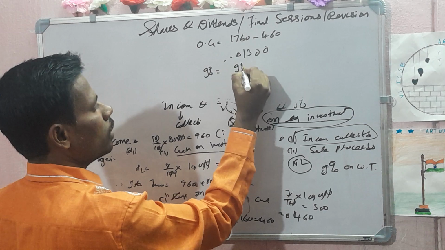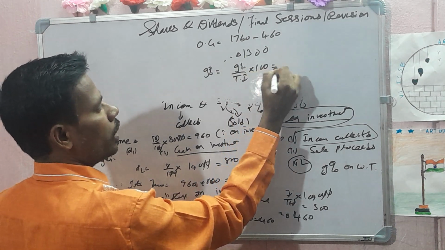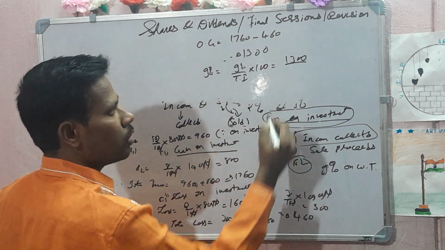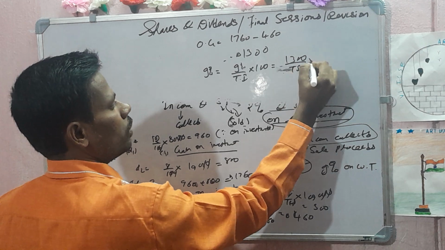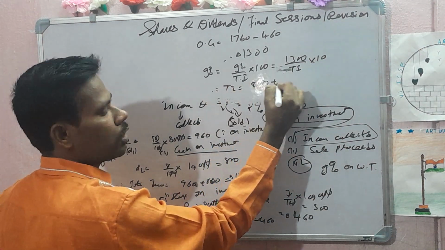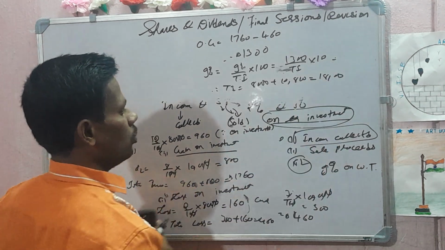Gain percentage is nothing but gain by total investment into 100. What is gain here? Overall gain 1300 by total investment into 100. What is the total investment? 8,000 plus 10,000 is 18,000. So you can write here.